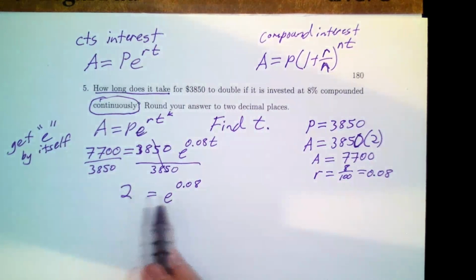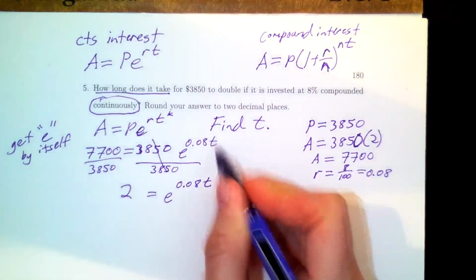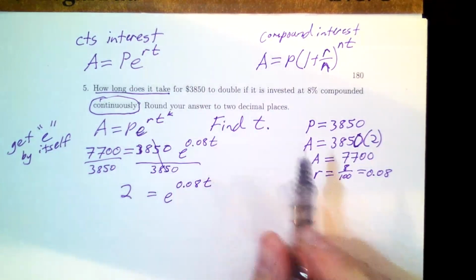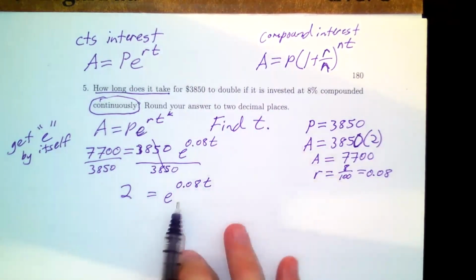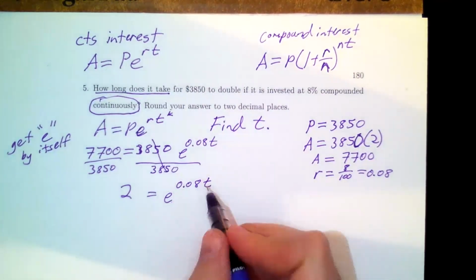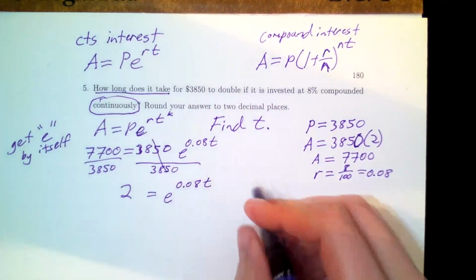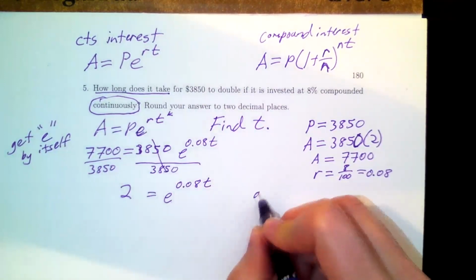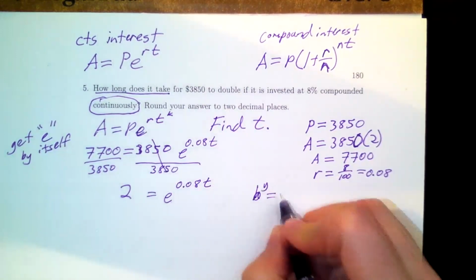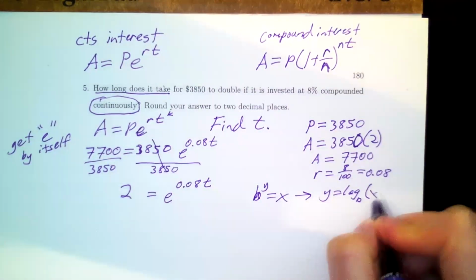So I get 2 equals e to the 0.08t. Forgot to write my t right there. This is my statement, and I'm supposed to be solving for t. Now I have an exponential form, and I have my variable inside the exponential. So for this, we do our little conversion thing. b to the y equals x converts into y equals log base b of x.